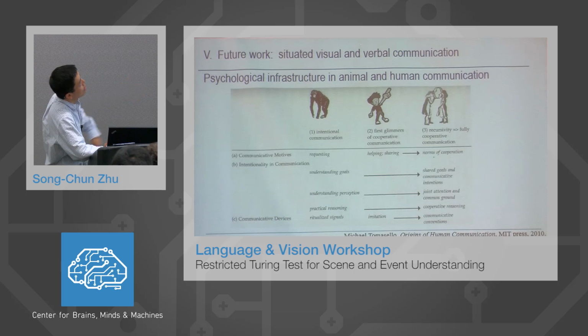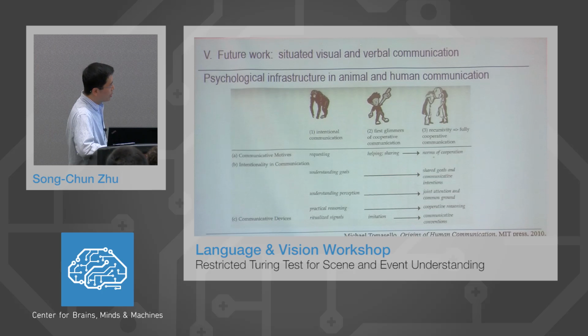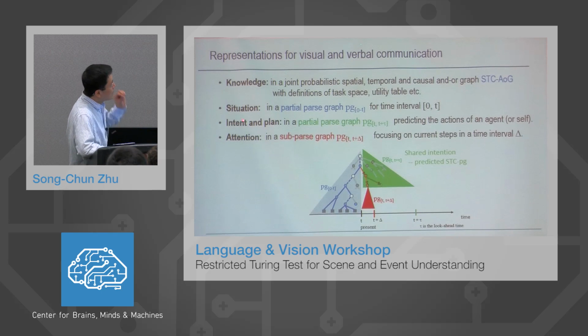So I think in the future, we're going to talk about situated visual and verbal communication. There are a lot of psychology studies on the origin of human communication, very interesting, how people and animals got this infrastructure. Basically, the infrastructure that we want is a shared knowledge, which is an AND-OR graph, the spatial temporal one in my language. You have a situation, which is a partial parse graph at a certain time. That means when we communicate with robots, for example, at a time you have this partial parse graph, from time t to now. That's what we understand. And then you have some intended plan. This is what we intend to do, going forward. And then this is attention. That's what we're talking about right now. So we have this representation in a graphic way.